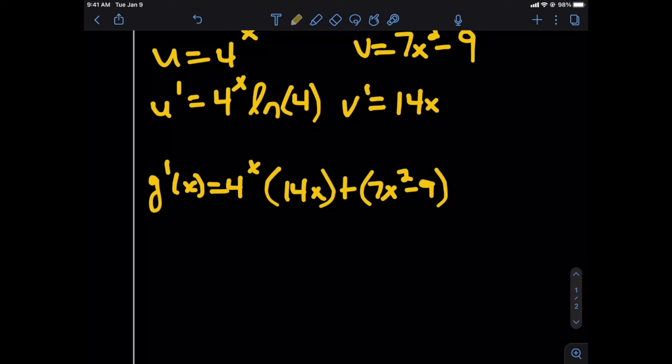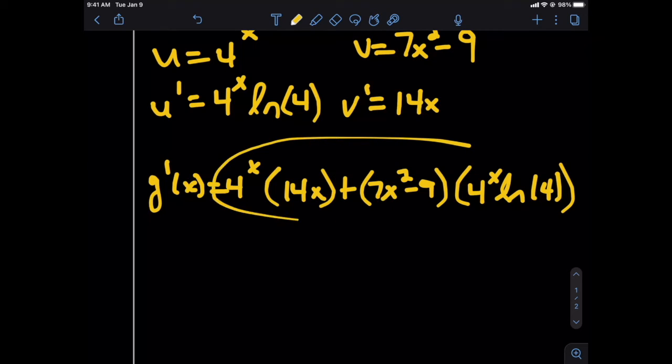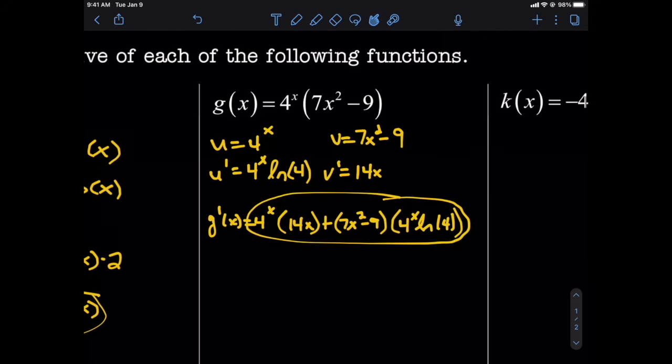Times u prime. We'll put this in parentheses because even though it's not more than one term, it's a lot of stuff to handle. So 4 to the x times the natural log of 4. And then this time, there's not too much to make this look prettier, so we could just leave this the way that it is. G prime is equal to 4 to the x times 14x plus 7x squared minus 9 times 4 to the x times the natural log of 4.